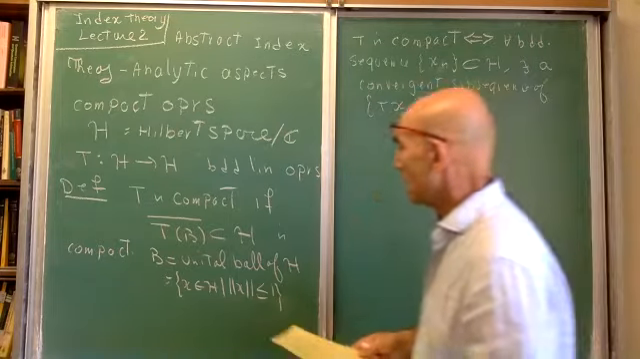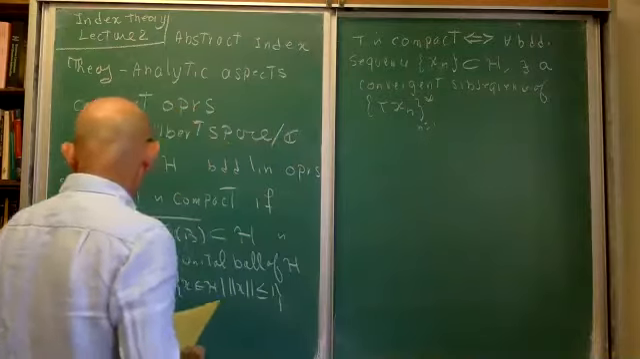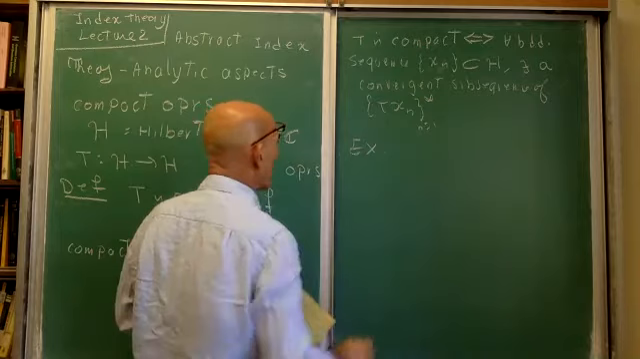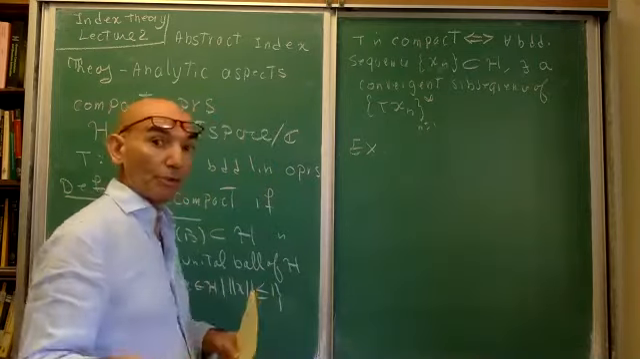So now, as far as examples, the easiest example is, of course, that finite rank operators are compact.